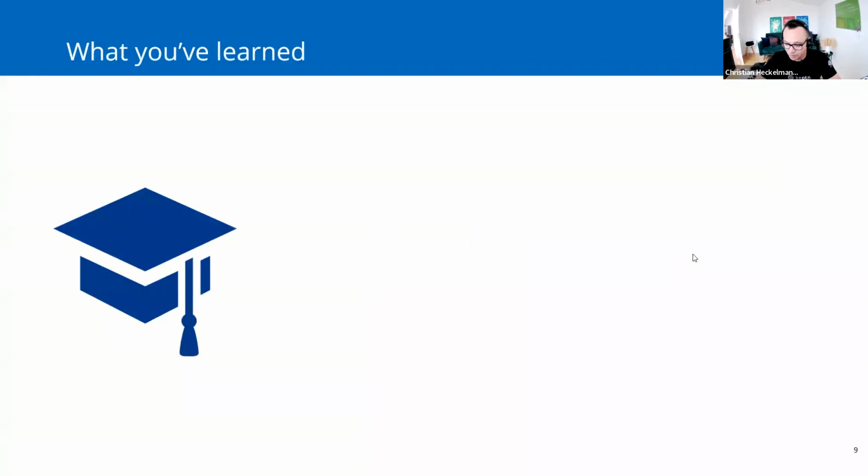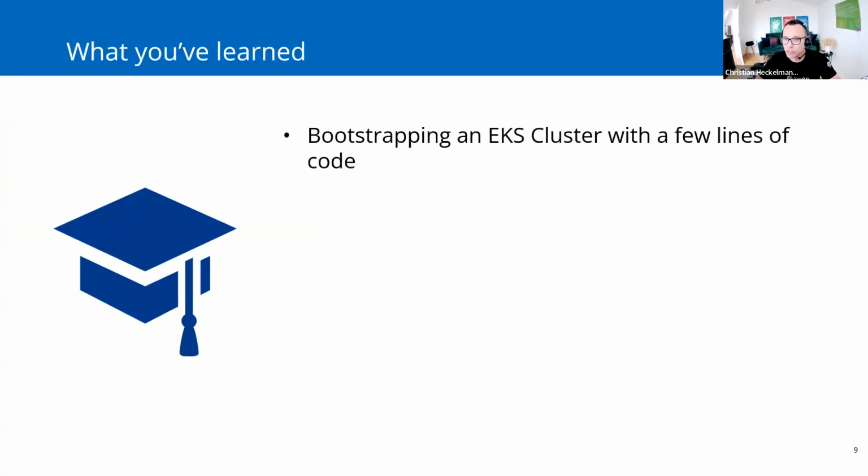What have you learned now? You have learned how to bootstrap an EKS cluster with a few lines of code. Cool. In 38 lines of code, having a fully fledged EKS cluster is not so bad, right? You have many blueprints available, like the autoscaler add-on and the Nginx add-on. There are a lot of other add-ons. You can take a look at the link we provide later to the quick start guide. Here are all add-ons listed.